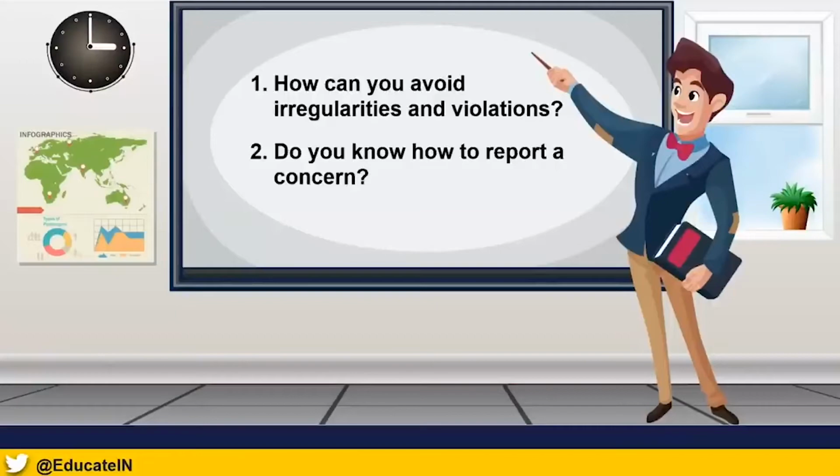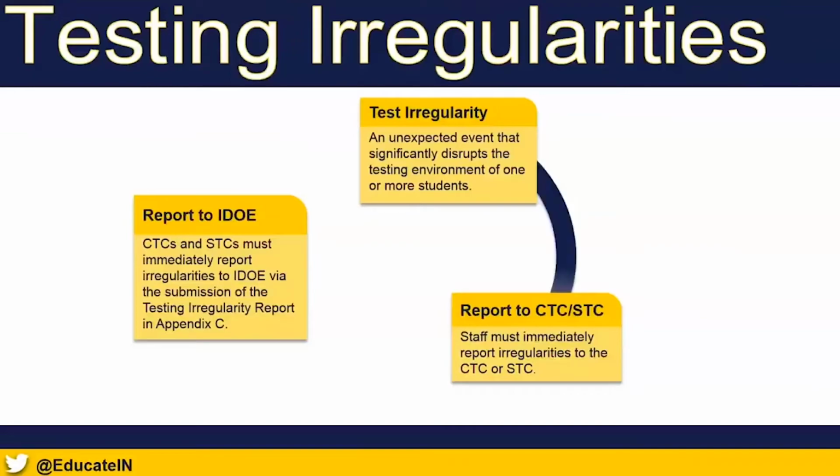In the next several minutes, as you listen to guidance regarding test irregularities and test security concerns, think about how you would answer these two questions. How can you avoid irregularities and violations? Do you know how to report a concern? A testing irregularity is any unexpected event that significantly disrupts the testing environment of one or more students. You must immediately report irregularities to the CTC or STC. CTCs and STCs must then immediately report irregularities to IDOE.